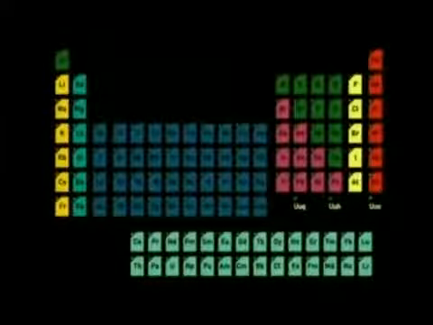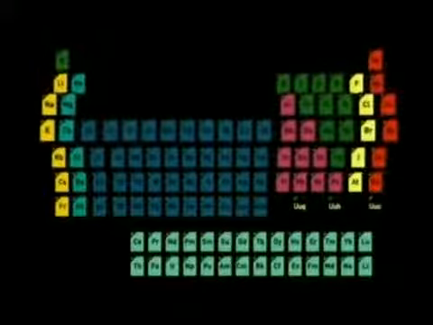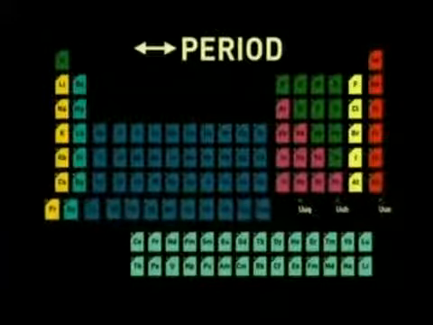Each group has a common set of characteristics. Horizontal rows are known as periods. A new row or period is started whenever patterns repeat. Let's look at it in a different way. The two rows that are set apart below can be inserted into the main body of the table. If we then roll the table, we see that where one row ends, the next begins.